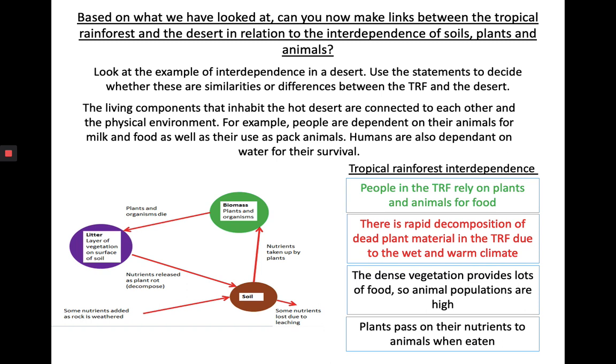Next one, the dense vegetation provides lots of food, so animal populations are high. Well, that's clearly a difference because there is not dense vegetation in a desert, whereas in a tropical rainforest there's a lot of dense vegetation. And there's also not a massive amount of high populations of animals in deserts. And finally, plants pass on their nutrients to animals when eaten. Well, that's clearly a link, a similarity, because both have the pass of nutrients to animals. Although there's less of it in a desert, there still is the pass of nutrients to animals.